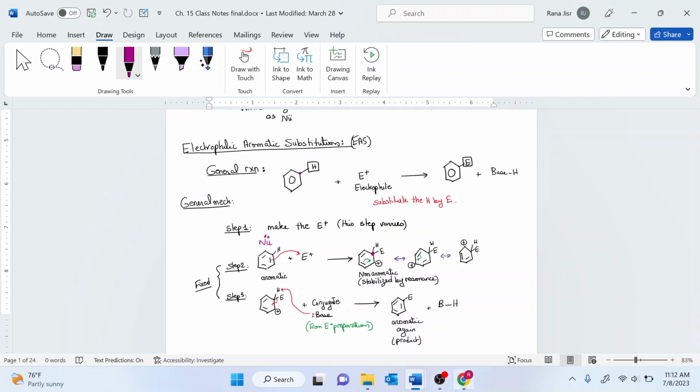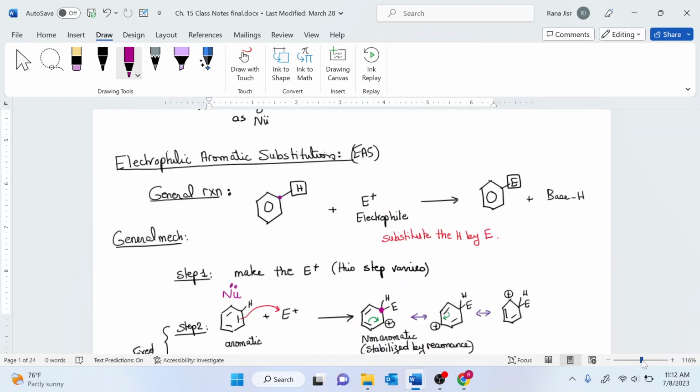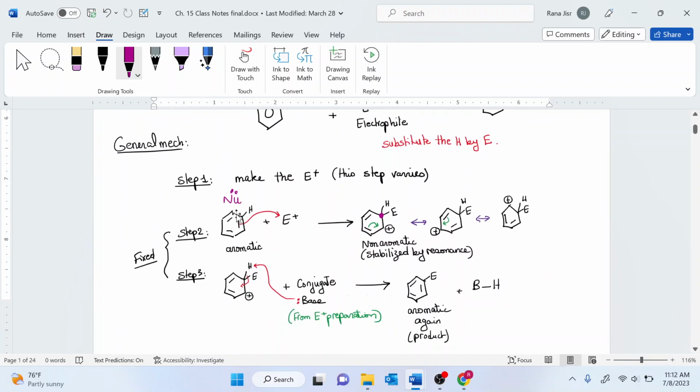You broke a pi bond in this case. So because you broke a pi bond, on one carbon, you're going to add the electrophile. And on the other carbon, since you broke the pi bond, that will end up having a plus charge. This is non-aromatic. It is not stable. However, it will be stabilized by resonance.